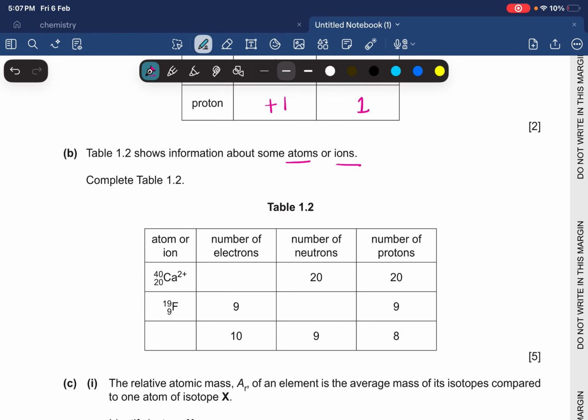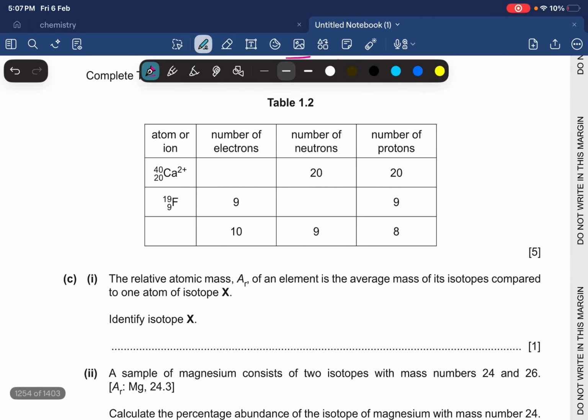Complete table 1.2. Okay, so we have to tell the number of electrons in a calcium ion. The number of electrons is going to be 2 less than the number of protons, because the 2+ charge means that you've lost 2 electrons, right? So initially you're 20 and you've lost 2, so you're going to have 18. Over here for a fluorine atom, we have 9 electrons, 9 protons, and for the number of neutrons, we do mass number, which is 19 minus 9 equals 10. So we are going to have 10 neutrons, right?